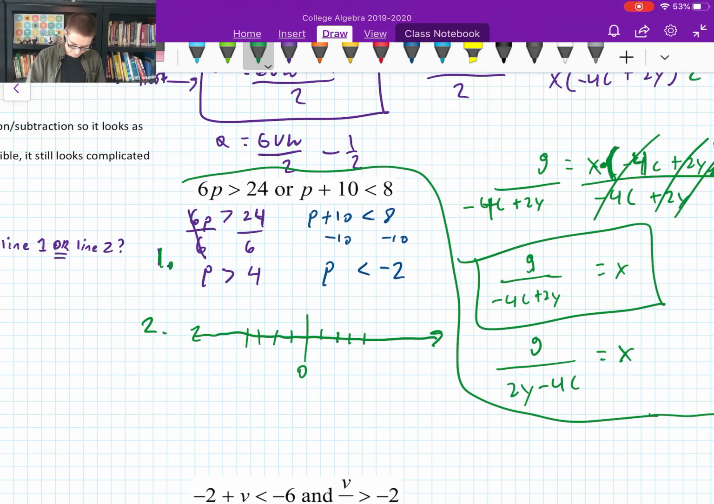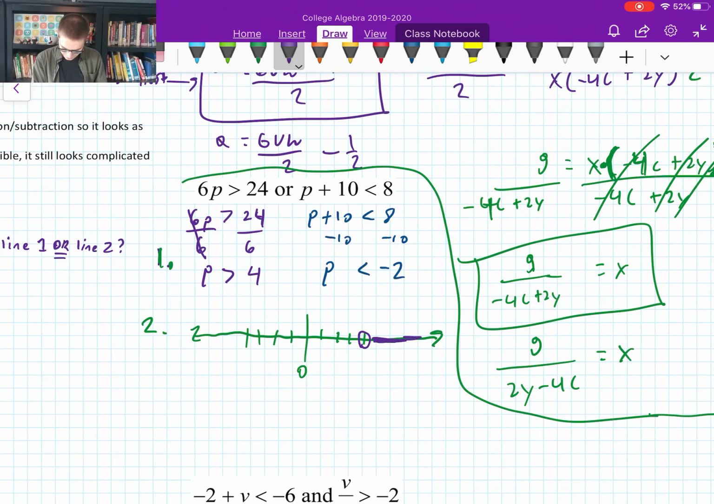So this one, the purple one, says p is greater than 4. So we start with 4, and then we do all the numbers greater than it. I use an open circle, just in case you're curious, because it's greater than, not greater than or equal to. If it's greater than or equal to, we fill it in, but it's not, so we don't. So p is all the numbers larger than 4, so we'll draw an arrow to the right.